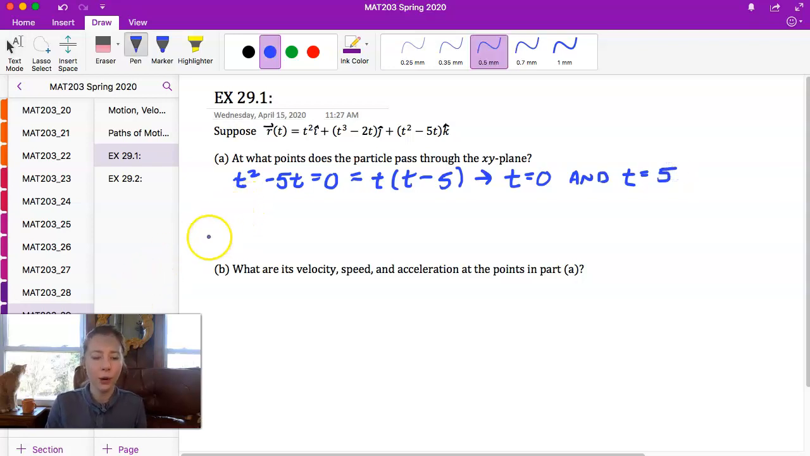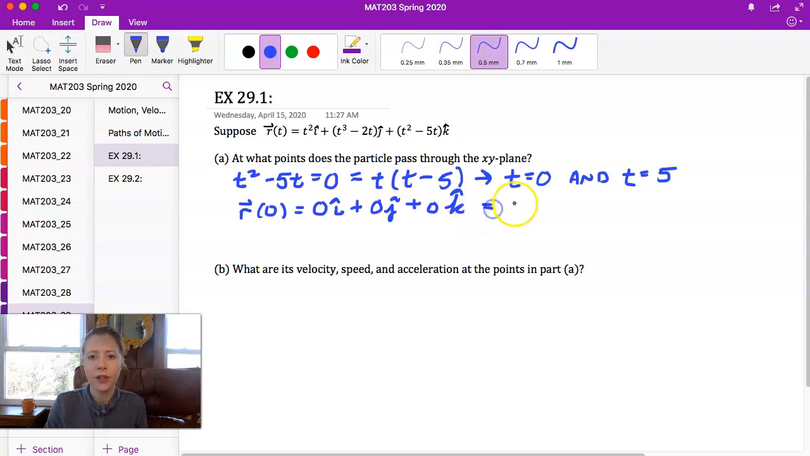Then we have to figure out what the position is at these times, because we're looking for the points at which the particle passes through the xy plane. So we look at r of 0, which is equal to 0 i hat plus 0 j hat plus 0 k hat. So the particle passes through the xy plane at 0, 0, 0.